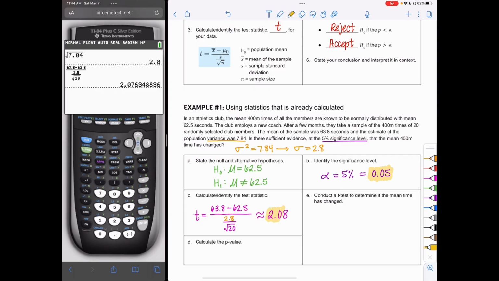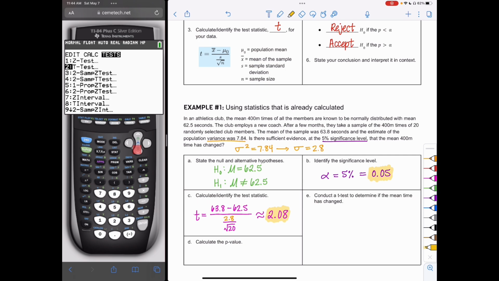All right. So now we need to calculate the p-value for part D. In order to calculate the p-value, I'm going to run the test. So I'm going to go to stat, go over to test. I'm then going to go down to t-test. And then you have an option whether you want to conduct your test from a list of data or from the statistics. We do not have a list of data here. So we're going to scroll over to statistics and hit enter. And then we're going to input our information.